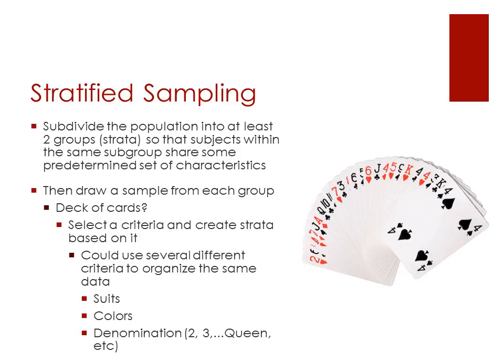Now, notice I could have set this criteria for several different things that would have produced different strata. So I could have set it for colors, black or red, and that would have given me 2 strata. I could have done it by denomination, so 2, 3, all the way up through king and ace. So these are all different ways that I could choose to break down the population of a deck of cards based on certain criteria.